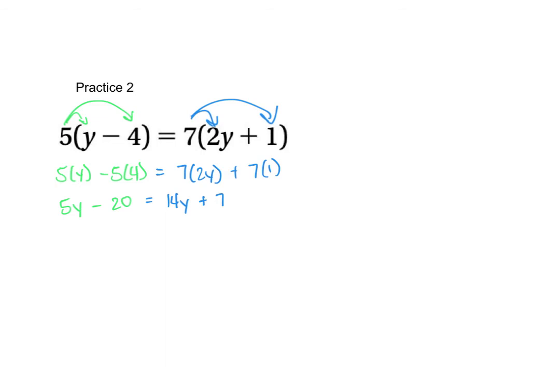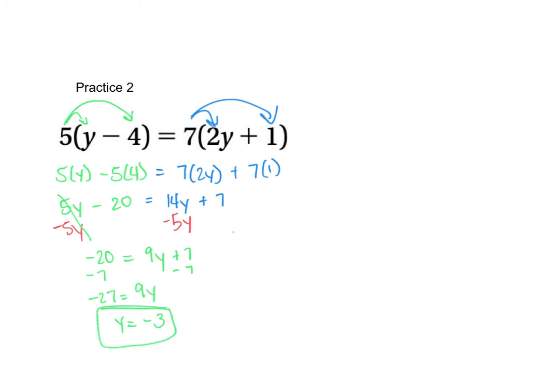Next, we're going to subtract 14. Just kidding. We would like to subtract 5y from both sides. When we do that, these will cancel. You'll be left with negative 20 equals 9y plus 7. And y equals negative 3.